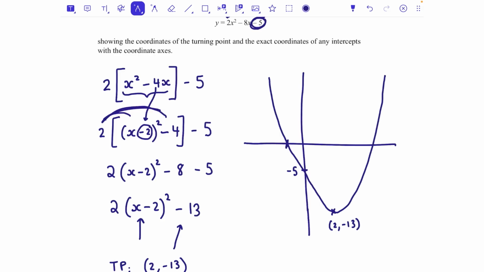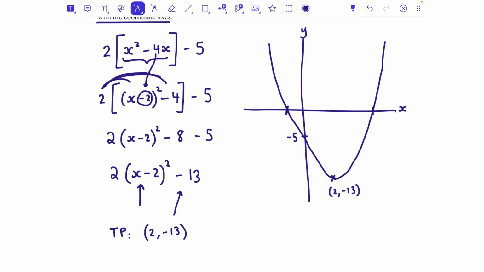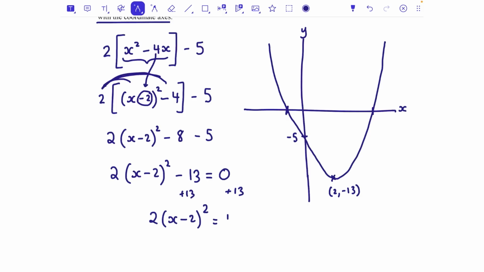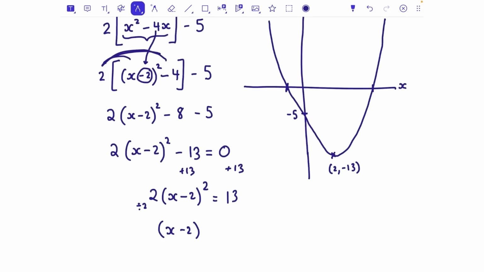And the last thing they want is the intercepts with the x-axis as well, because it's any intercepts with the coordinate axes. We've done the y-intercept, we now need the x-intercept, which we're going to get by doing the roots. Now you've got a couple of choices here. Because we've already completed the square, we can now make this equal 0 and solve this. So to solve this, we would add 13 to both sides first. So 2 lots of x minus 2 squared equals 13. Then divide by 2. So x minus 2 squared equals 13 over 2, or 6.5.